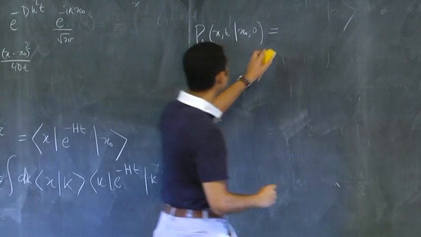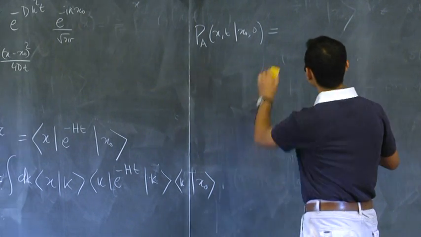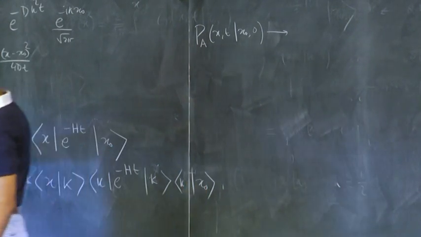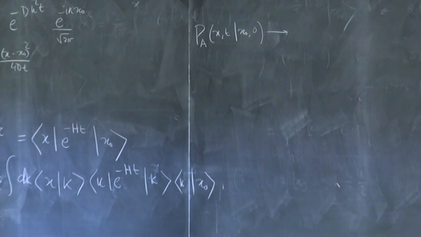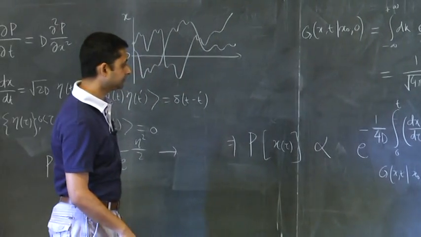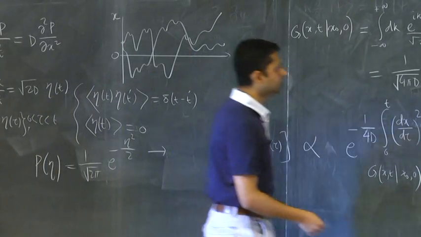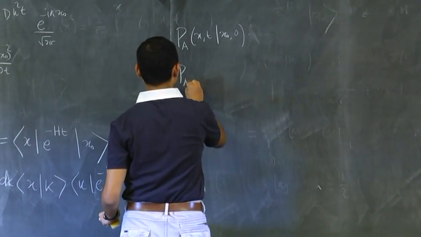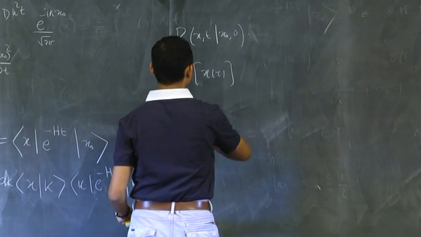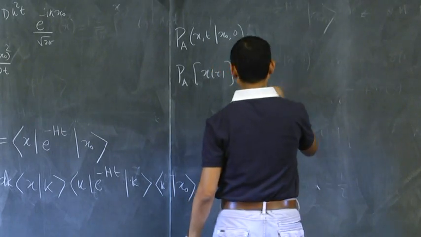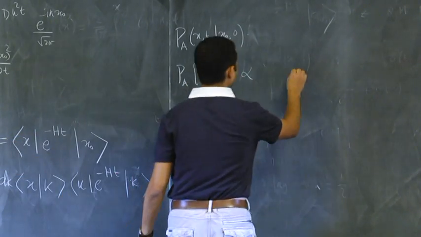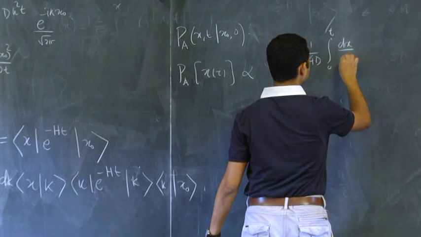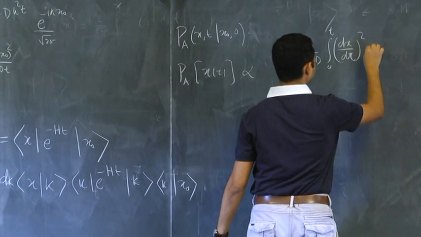Let us just put it proportional to. For this, you look at all the paths which go from x0 to x without crossing the origin. So what are those paths? Let us first look at the paths x of tau without crossing the origin. What is the weight? The weight is the same, e to the power minus 1 over 4D integral from 0 to t of (dx/d tau) whole squared d tau.